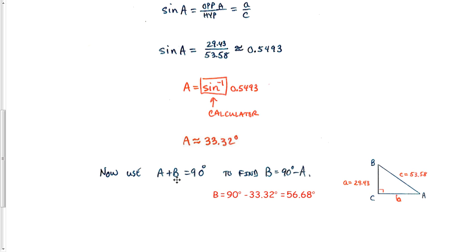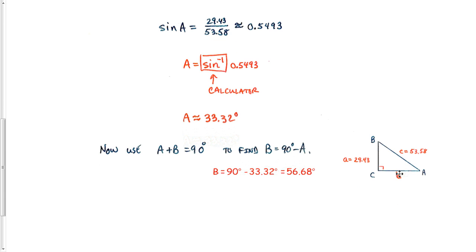As I already said, A plus B is going to be 90 degrees, and so to find B, we take 90 degrees and subtract A. And when we do that, of course, it's 90 degrees subtract 33.32 degrees, and that calculates to be 56.68 degrees. So now we know angle A, we know angle B, we know side A and side C, they were given, we need to find side B.